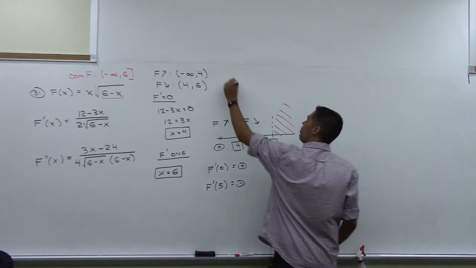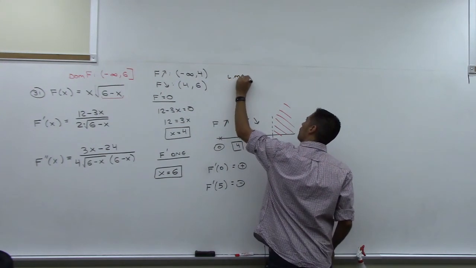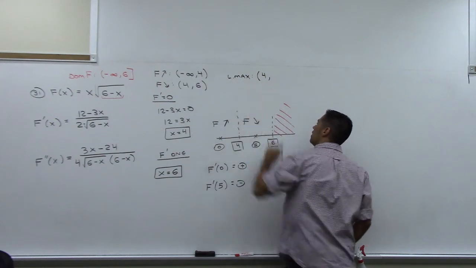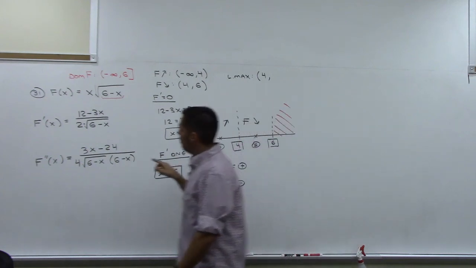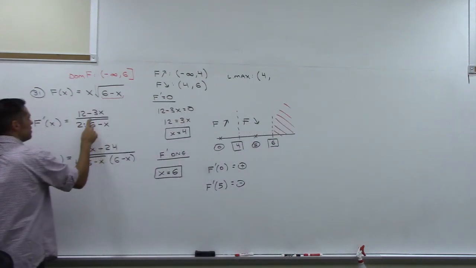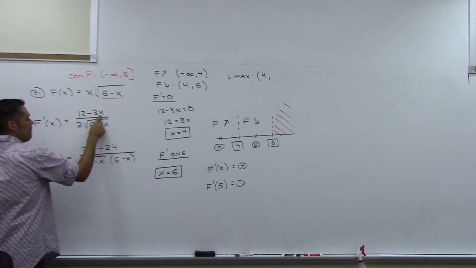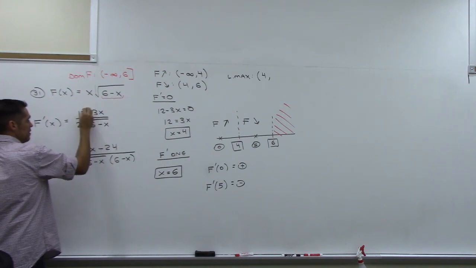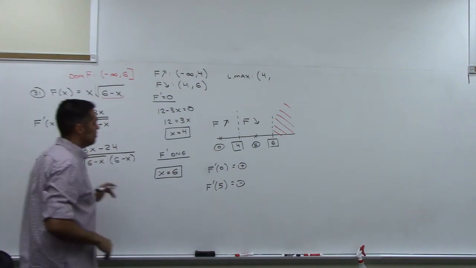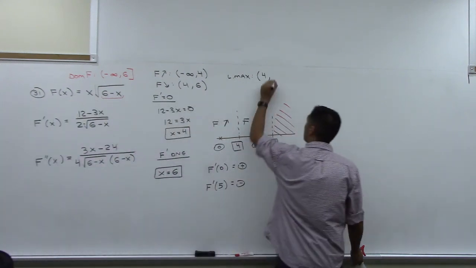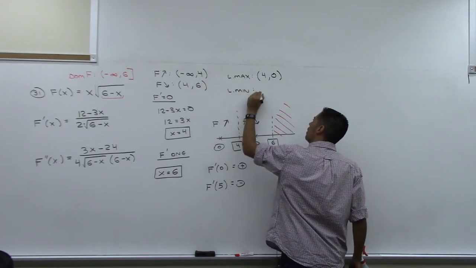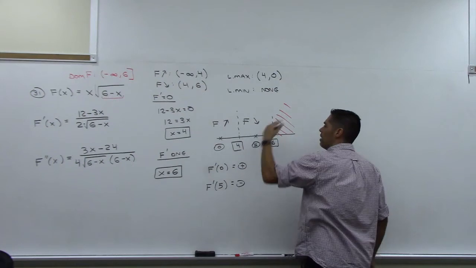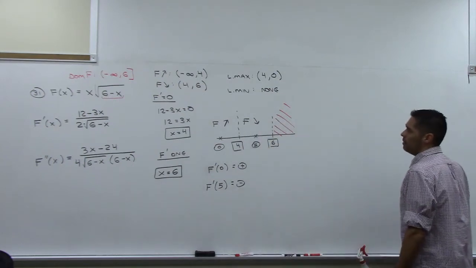We have a local max. It's occurring at 4, and that's because I go from up to down. And so at 4, if we plug 4 in here, nice. 3 times 4 is 12. And that gives me 0, and everything else doesn't matter. It's not 0 on the bottom, so that's just 0. Very cool. Local minimum? None. I never go from down to up. So I don't have a local minimum.